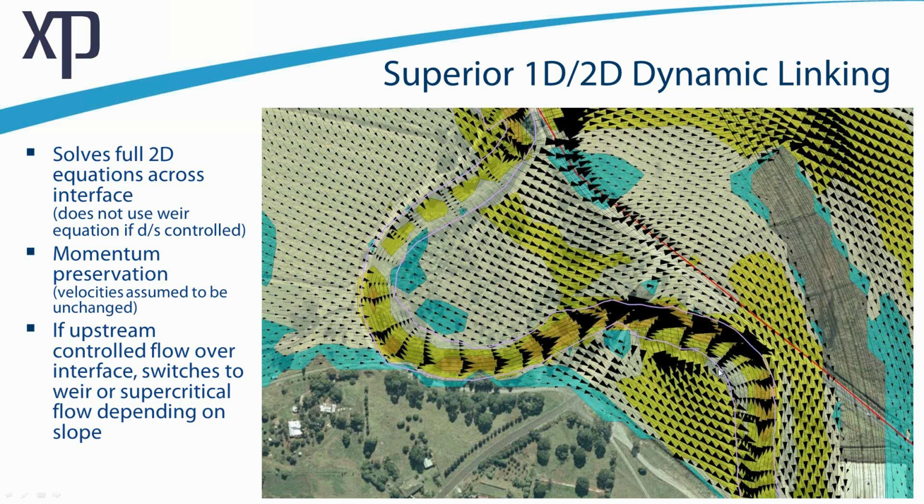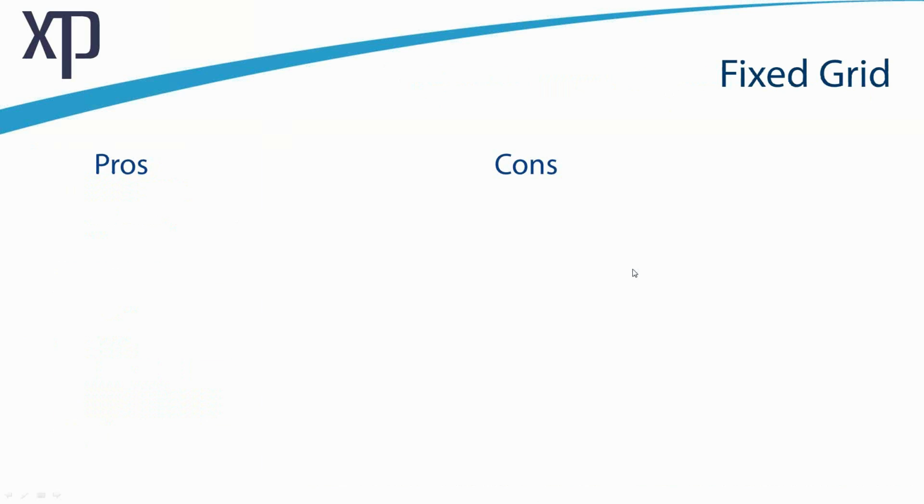It can also handle strong parallel flow to a 1D channel. So down the bottom right, you can see the velocities down through the 2D and the velocities within the 1D effectively parallel or close to parallel, and it has no problems handling that situation either. Across the interface, the effects of upstream control flows are also included, so it will switch to that weir flow.